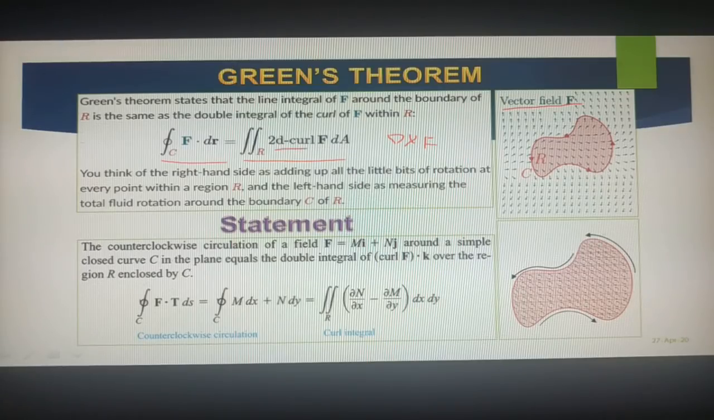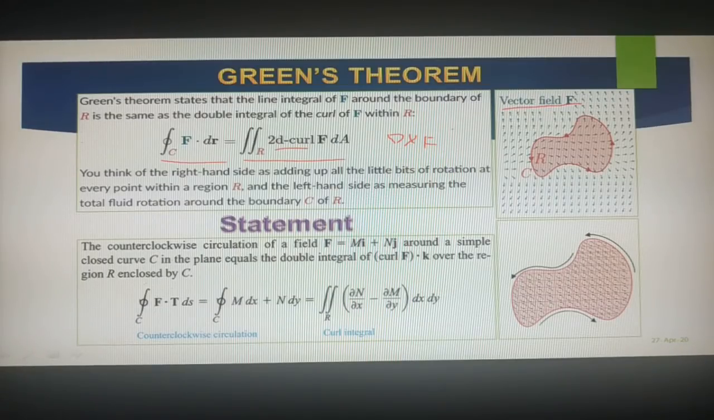Why have I mentioned 2D here? This Green's theorem is only applicable for two dimensions. So curl f, even though I have vector field f, here f bar, we are just taking f1 i plus f2 j only. We are not taking the k component here, right? So you can think in that way. This will be equivalent to your length of this curve.